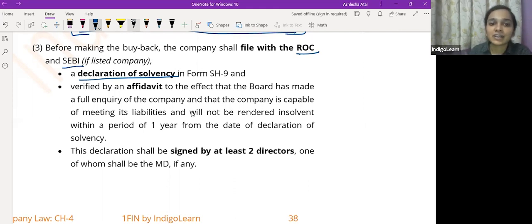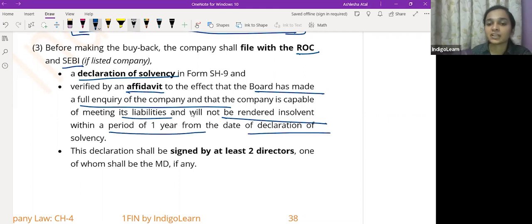Then, and verified by an affidavit to the effect that the board has made a full inquiry of the company and that the company is capable of meeting its liabilities and will not be rendered insolvent within a period of 1 year from the date of declaration of solvency. Basically, एक affidavit sign करवा के देना कि कंपनी अभी अगले 1 साल में इंसॉल्वेंट डिक्लेयर नहीं होगी and the company is completely capable of paying off its liabilities. And this declaration shall be signed by at least 2 directors, one of whom shall be the managing director.